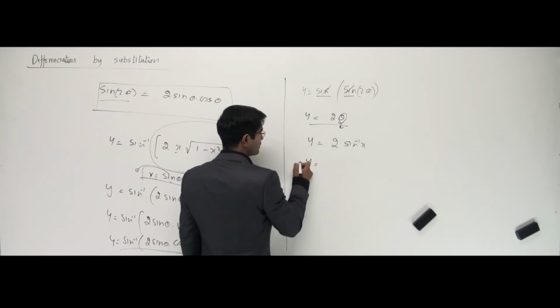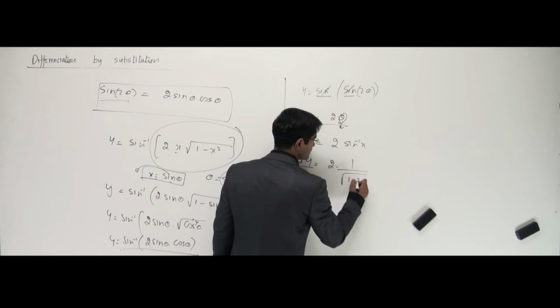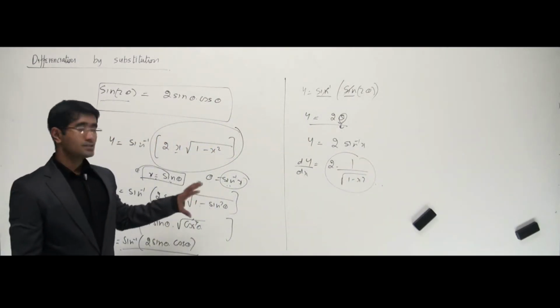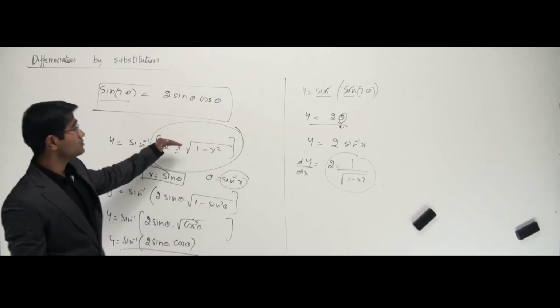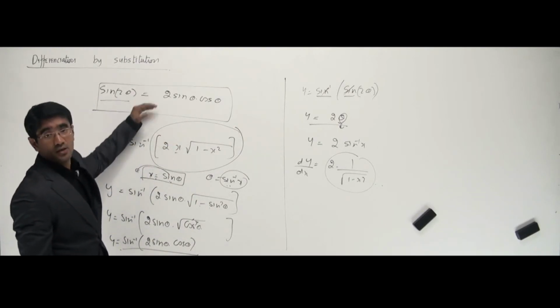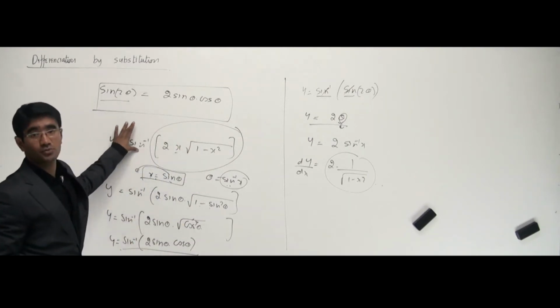So y is equal to 2 sine inverse of x. Differentiate this, dy by dx. 2 is a constant so it is out, and 1 by root of 1 minus x squared, and that is your answer. All right, so we understand this very simple thing. Every problem which is made out of trigonometric identities, where I'm supposed to substitute something in terms of x and solve, is your substitution problem, right?